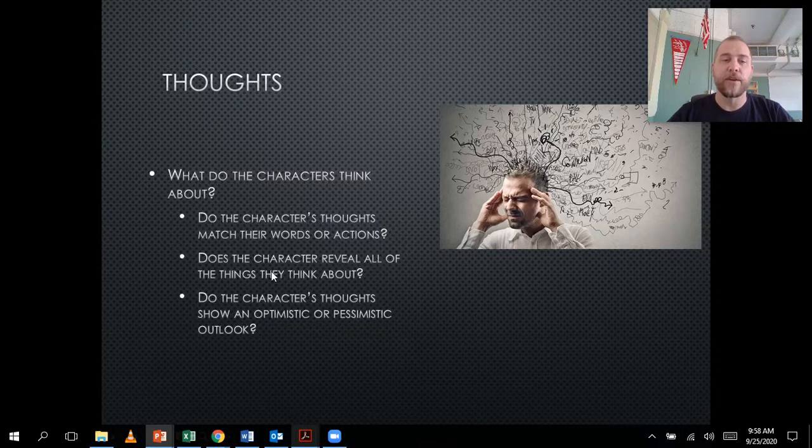Does the character reveal all the things they think about? Are they thinking about something but not letting the other people around them know it? And does the character's thoughts show an optimistic or pessimistic outlook? These are all some things that you can think about when looking at thoughts.